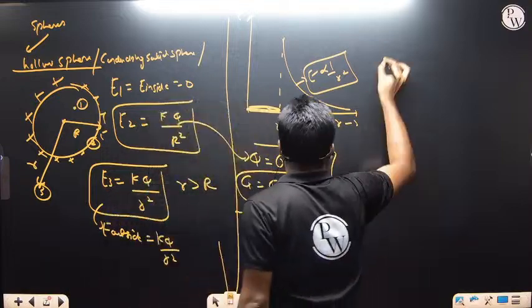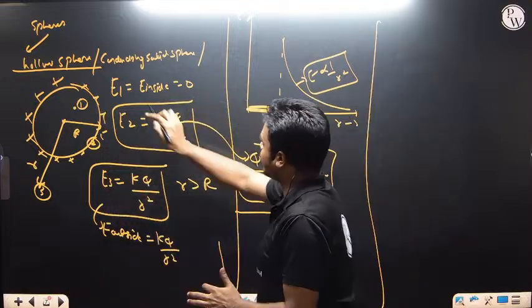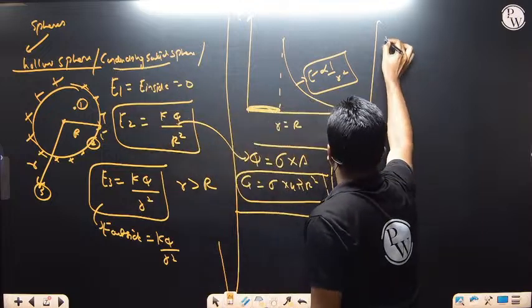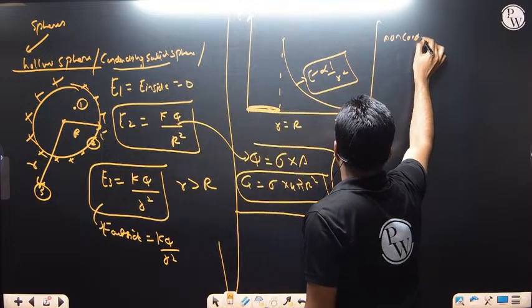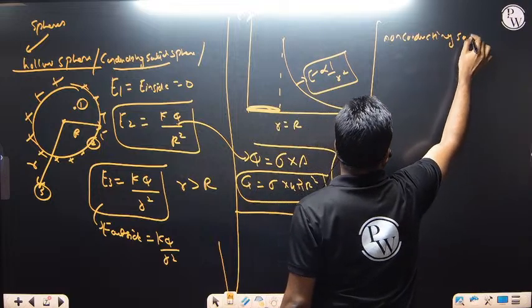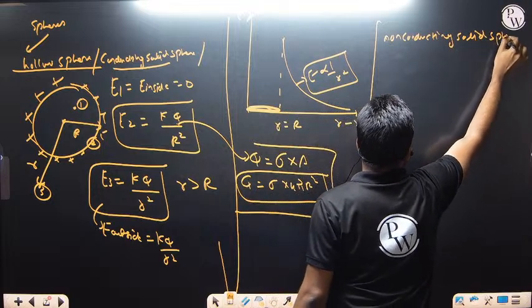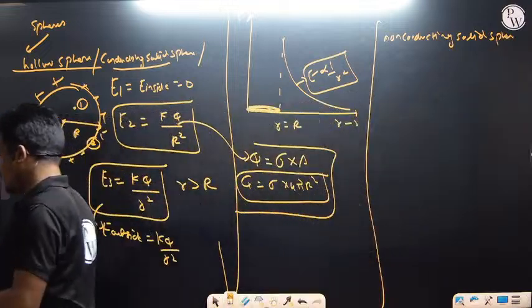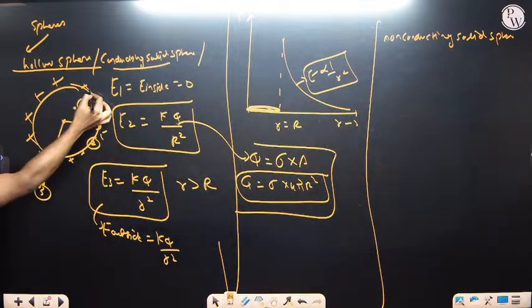Next, we've discussed the hollow sphere or conducting solid sphere. Let's discuss the electric field due to a non-conducting solid sphere. So what is a non-conducting solid sphere? First, what is conducting? If we give any charge to it, the charge will come onto the surface.